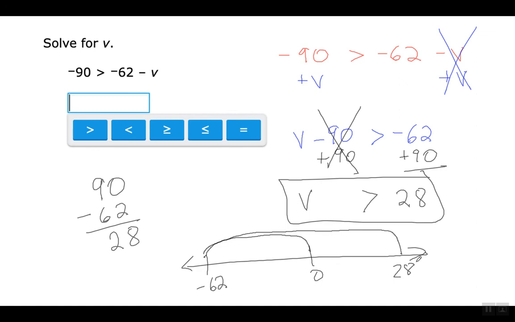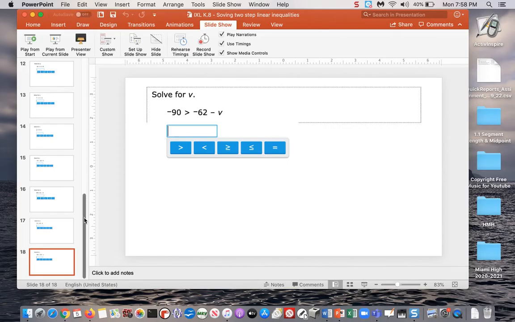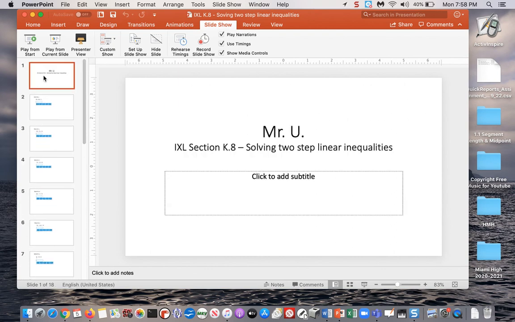Your assignment is section K1. You have to get up to 100 points. If you're a new student, make sure you heard me on that. You have to get up to 100 points on all your IXL assignments. Once you get 100, I give you an A. If you get less than 100, I put a 0 until you get to 100. Your assignment is in IXL in the Algebra 1 section, section K.8, which is on solving two-step linear inequalities.